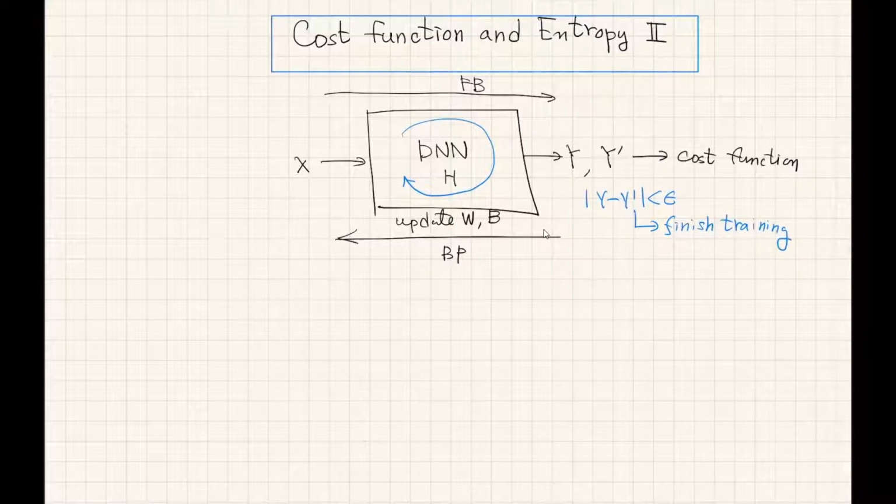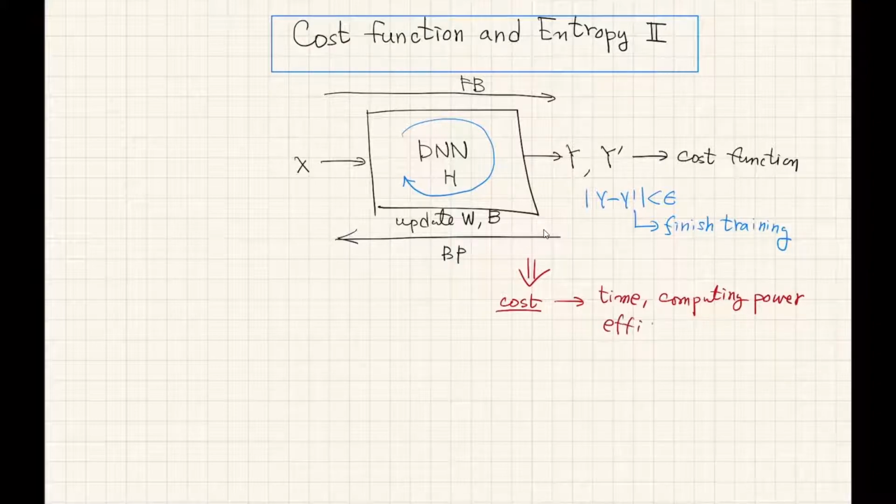Of course, when we are doing this, we always think about the cost. Cost means the time and computing power. Efficiency. So in order to develop a very good DNN model, we have to consider this time, computing power, and efficiency.